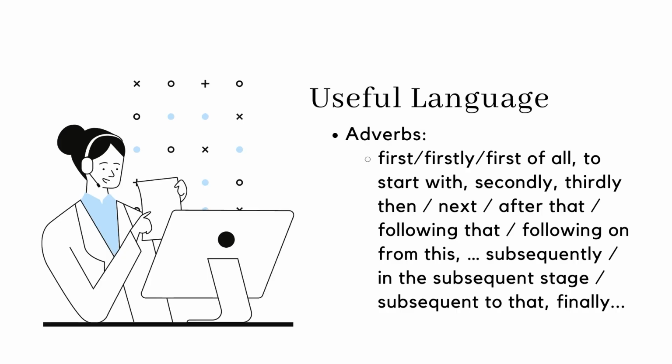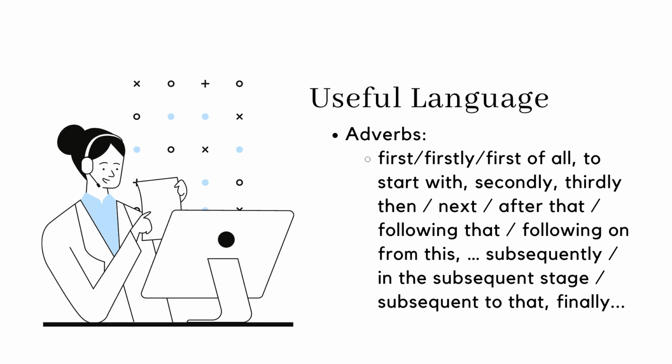Now let us see the useful language for attempting this type of task. Adverbs. First of all, to start with, this can be used to initiate something. When you are mentioning something for the first time, you can use this. Then, when you are mentioning something for the second time, you can use secondly. For mentioning something for the third time, you can use thirdly.